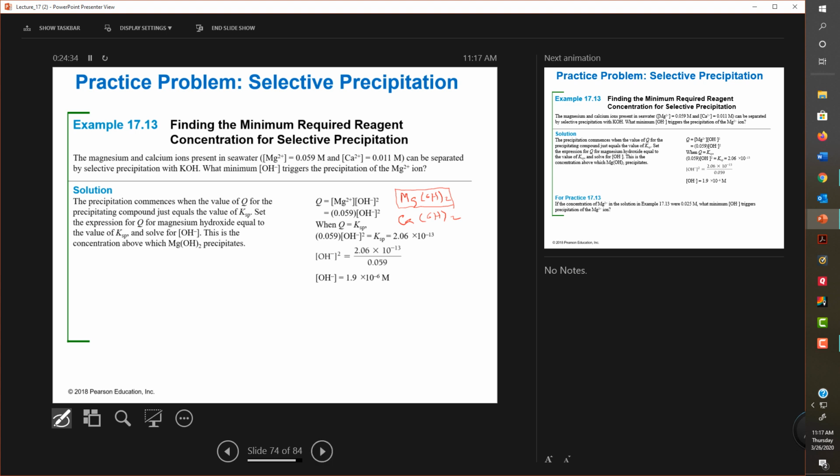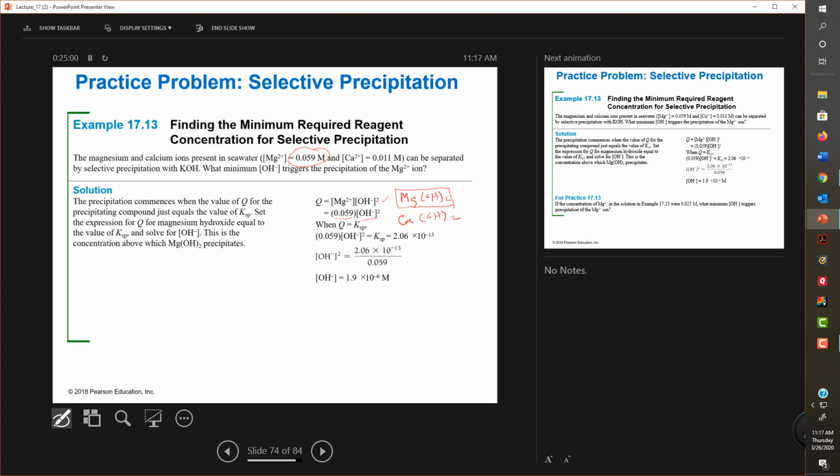So we've got to calculate Q for magnesium hydroxide. Magnesium hydroxide dissociates into magnesium 2 positive ions and 2 hydroxide ions. Here's my expression. I plug in the initial concentration of the magnesium ion. Where did I get that? Right here it is. And then the hydroxide ion concentration is what I've got to solve for.